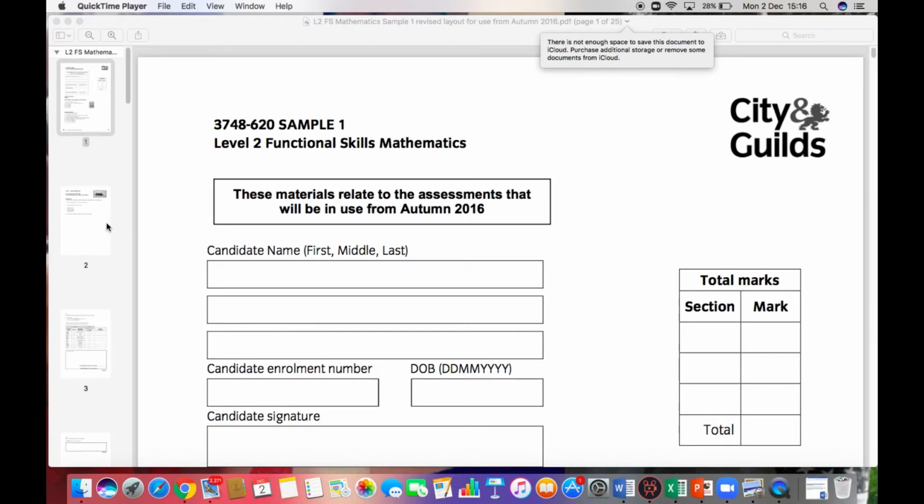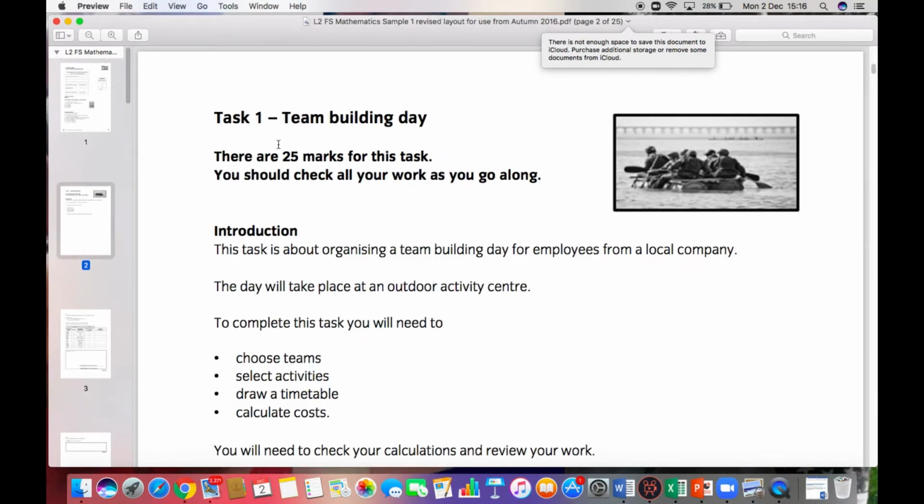Okay, so let's start by looking at section 1 or task 1 for this paper, and that's about a team building day. Now, if you're not sure on all these papers, you get 25 marks for each task, and there are 3 tasks, meaning the entire paper is out of 75.